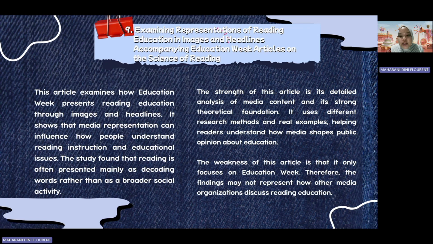The strength of this study is its detailed analysis of media content and strong theoretical foundation. It also used multiple research methods and real examples to support the findings. The weakness is that it focuses only on Education Week, so the results may not reflect how other media organizations present reading education.